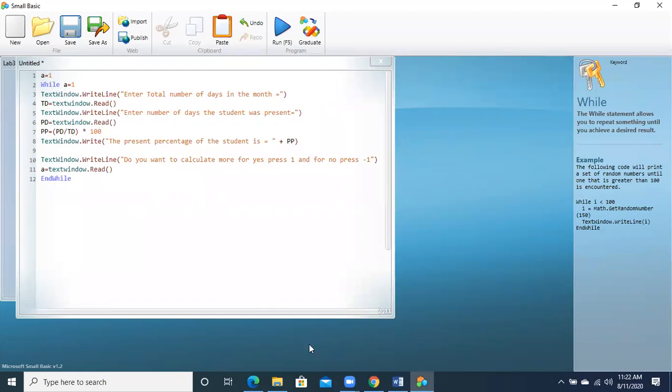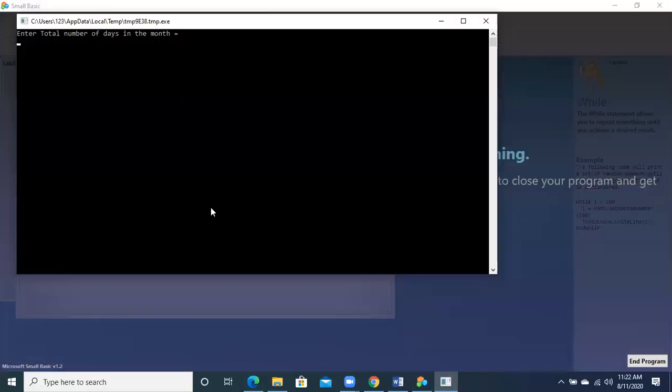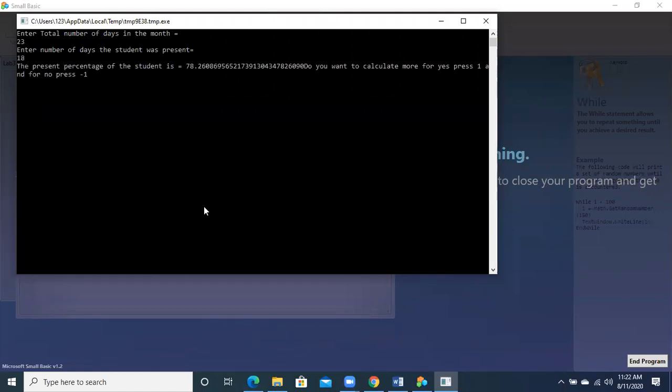Okay, are you getting this point? We have applied it inside a condition. अब जल्दी से इसका output देखें. See the output. Total number of days, for example, if I say 23, present days 18. अब कैलकुलेट करने के बाद वो हमसे पूछ रहे कि do you want to calculate more? For yes press 1 and for no press -1.